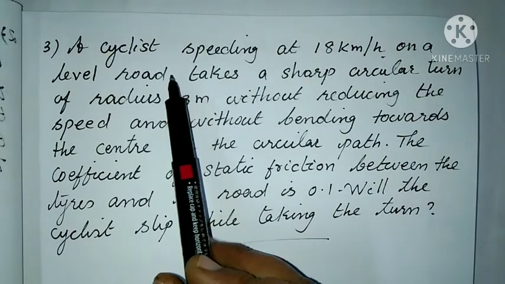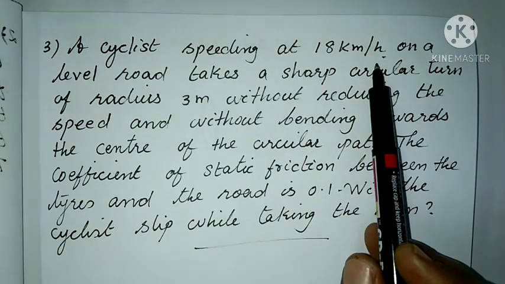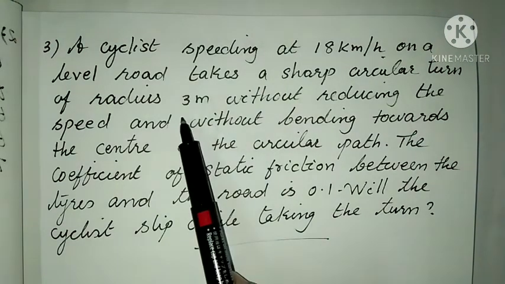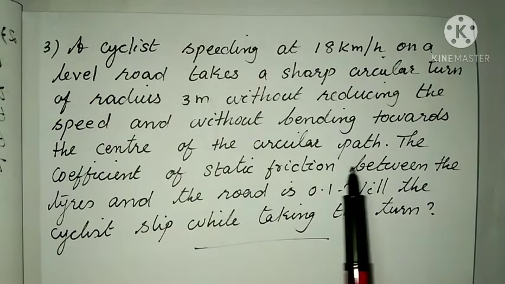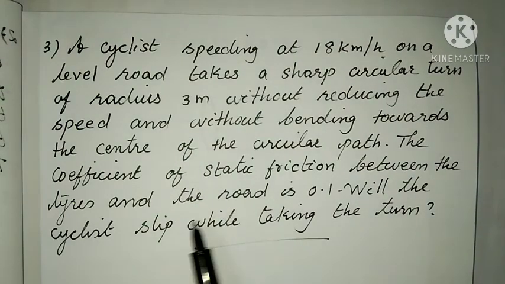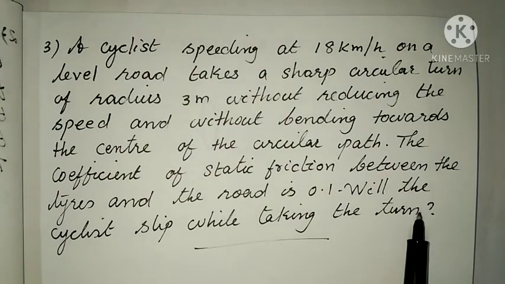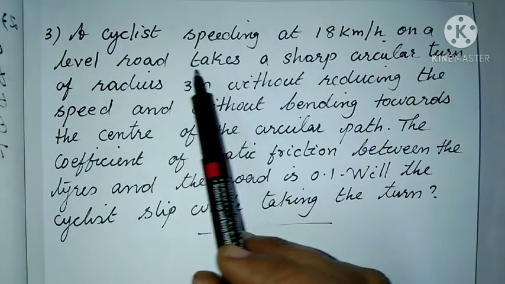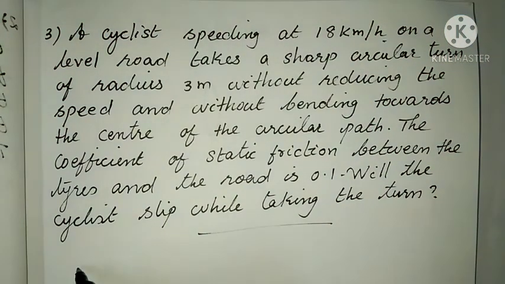So here the question: the cyclist is speeding at 18 km per hour, that is the actual speed of the cyclist, and then he takes a sharp circular turn of radius 3 meter without reducing the speed. The coefficient of static friction between the tires and the road is 0.1. You want to justify the answer: will the cyclist slip while taking the turn? First you want to write the actual speed of the cyclist. So what is the actual speed?